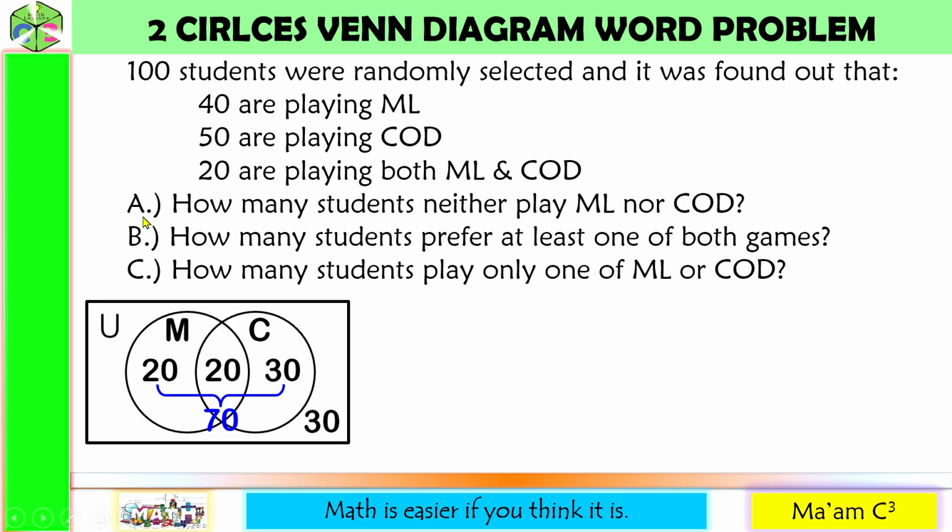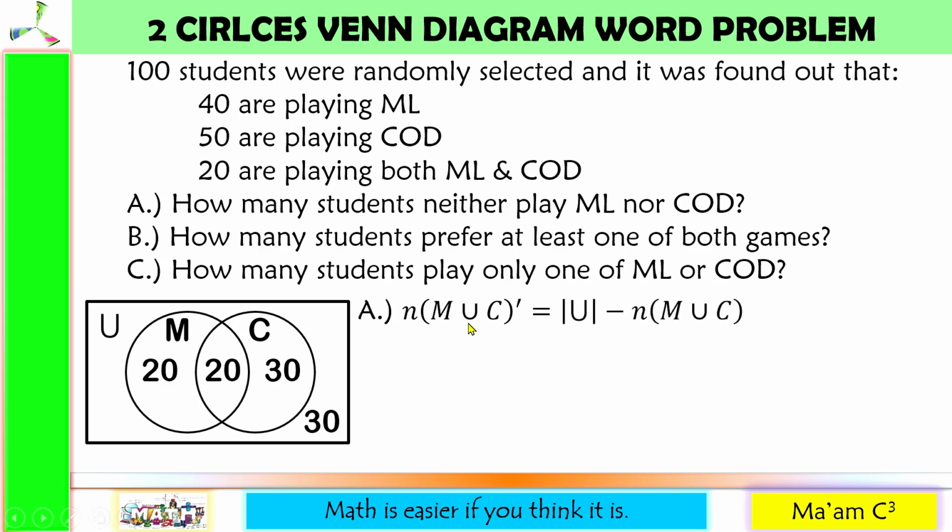So let's have letter A. How many students neither play ML nor COD? We just answered that and we know that the answer is 30. But let me show you how it is computed. We are looking for the cardinality of M union C prime. Why prime? Because this is the set of elements found in the universal set but not found in M or C. So this will be equal to the cardinality of the universal set minus the cardinality of M union C.